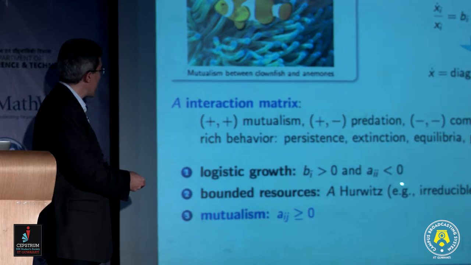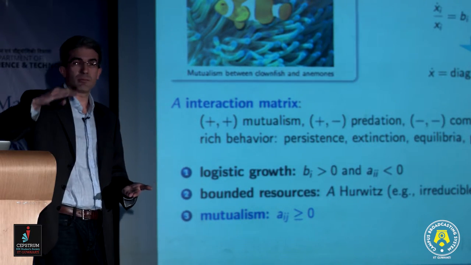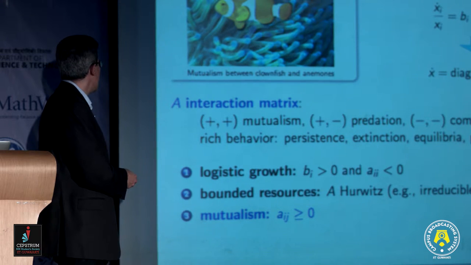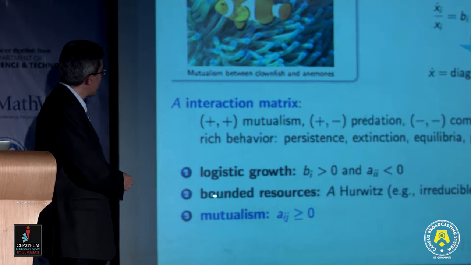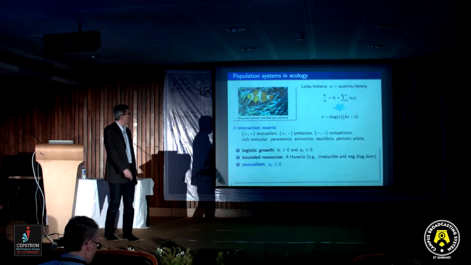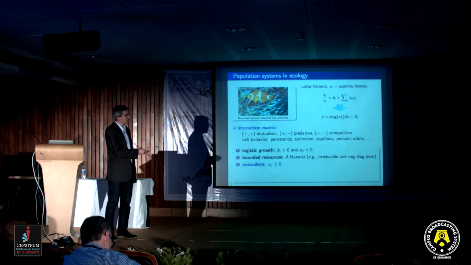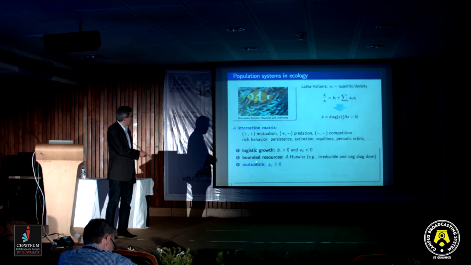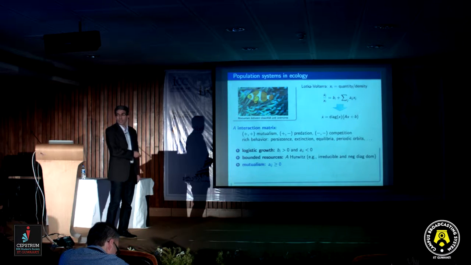But then aii is negative, which means that when the species is large, then the bounded resources will give a negative impact. Moreover, let me once again repeat that it makes sense to assume bounded resources, which means that it makes sense to assume that A is Hurwitz, and I can relate that to the property of the matrix A. And then I will assume mutualism. I will assume that aij is non-negative.